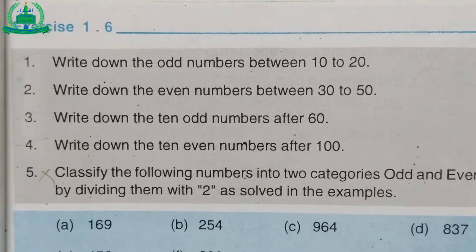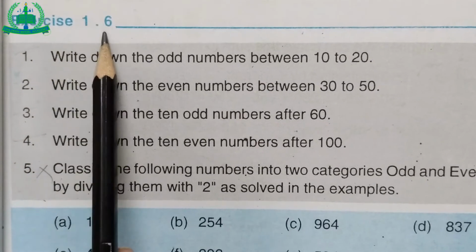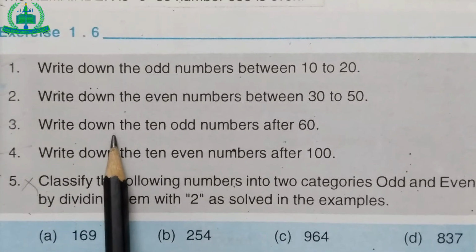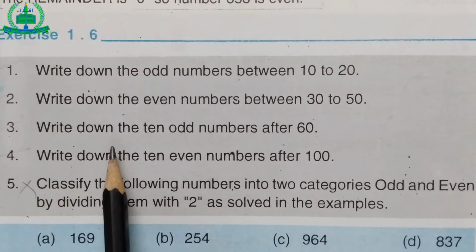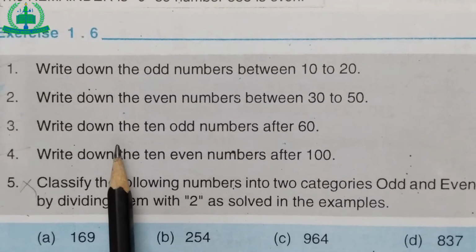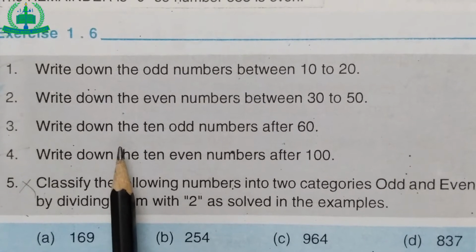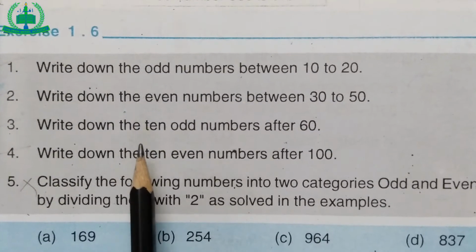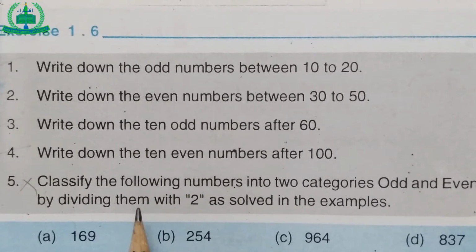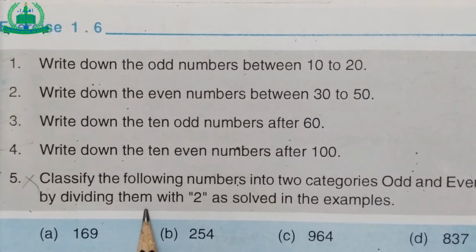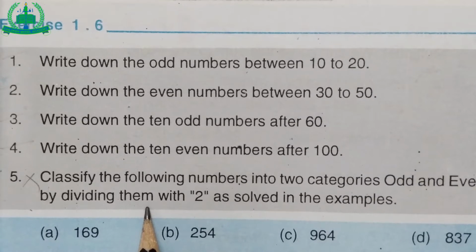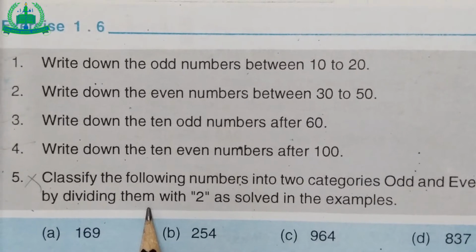Open book page number 17, exercise 1.6. In this exercise, first you know about what is even or odd. The numbers that end with 1, 3, 5, 7 and 9 in one's place are called odd numbers. The numbers that end with 0, 2, 4, 6 and 8 in one's place are called even numbers.